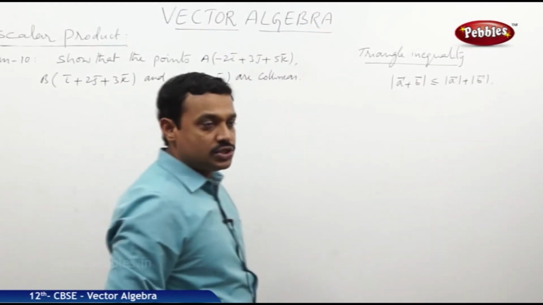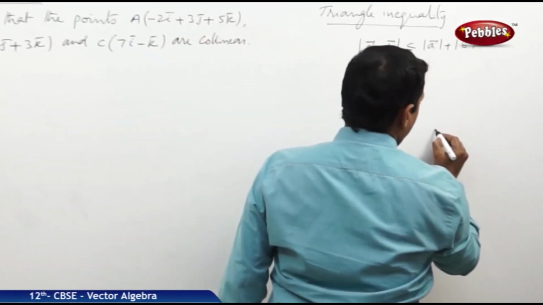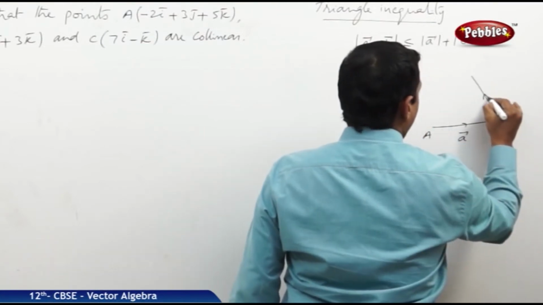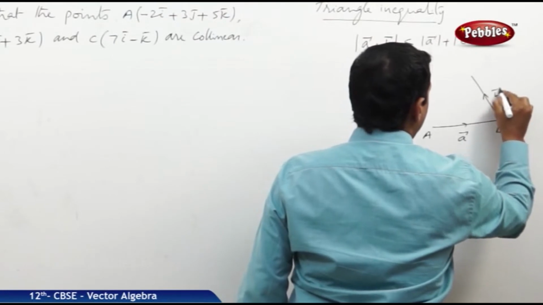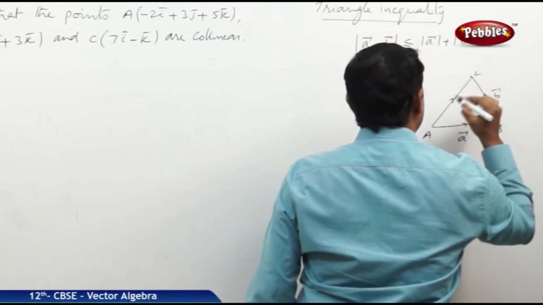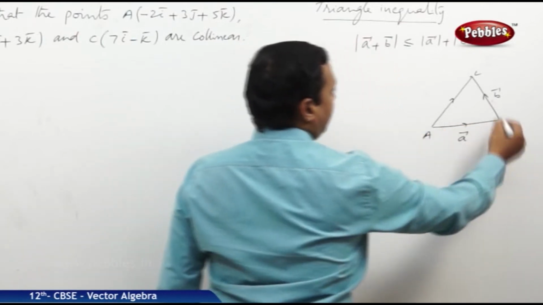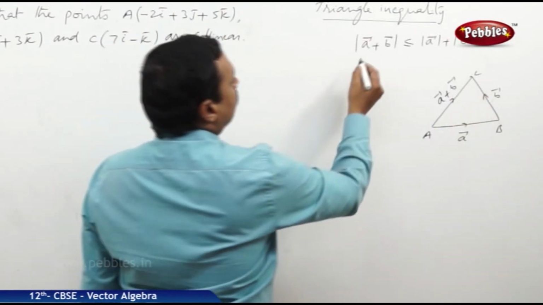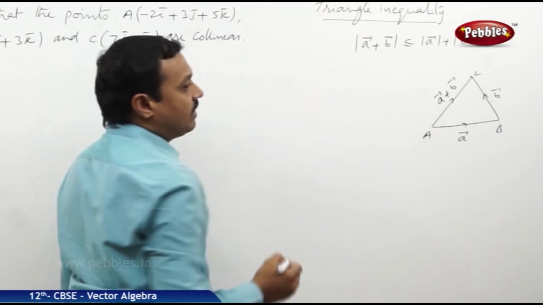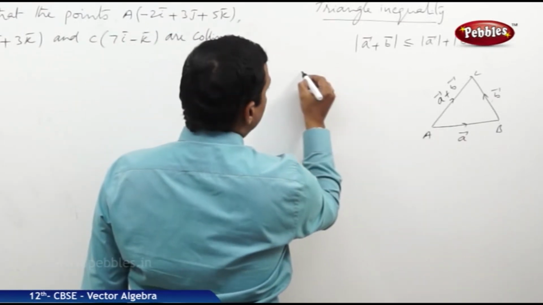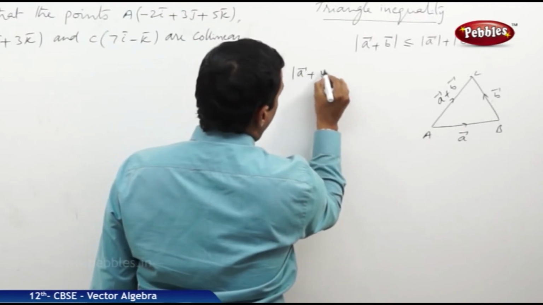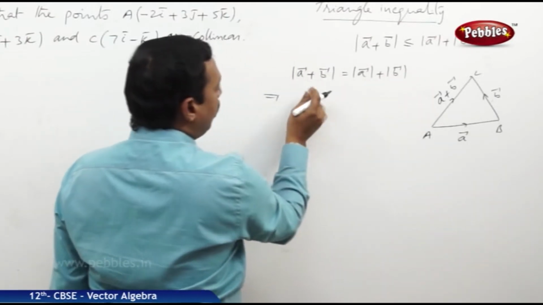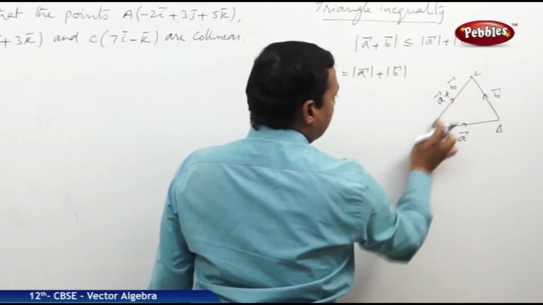When does the equality hold? Now, let us see. Here AB is one vector, A bar, and BC is another vector, B bar, and AC is the vector which is the sum of AB and BC, that is A plus B. Now, let us see when the equality holds: modulus of A plus B is equal to mod A plus mod B. When does it happen? A plus B vector is the AC vector.